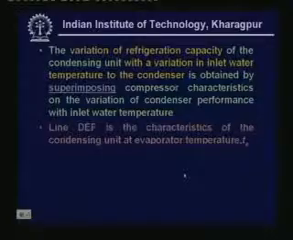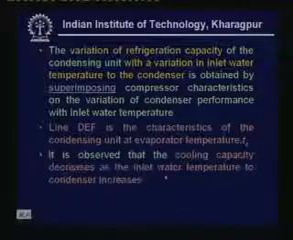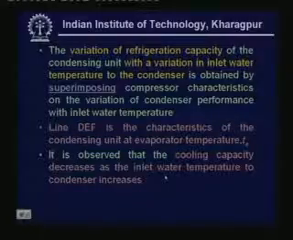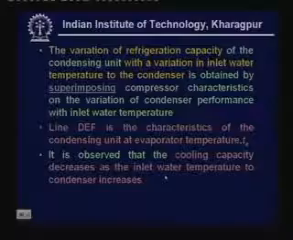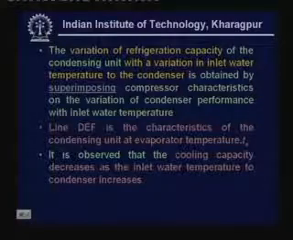Okay, so as I said, line DEF is the characteristics of the condensing unit at evaporator temperature TE. It is observed that the cooling capacity decreases as the inlet water temperature to condenser increases. Obviously, as the inlet water temperature to condenser increases, for a fixed condenser temperature, the LMTD reduces. Once the LMTD reduces, the condensation rate reduces. Once the condensation rate reduces, refrigeration capacity reduces.